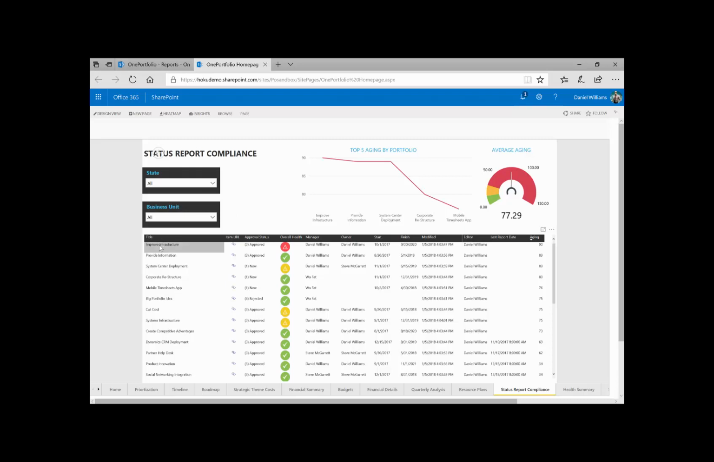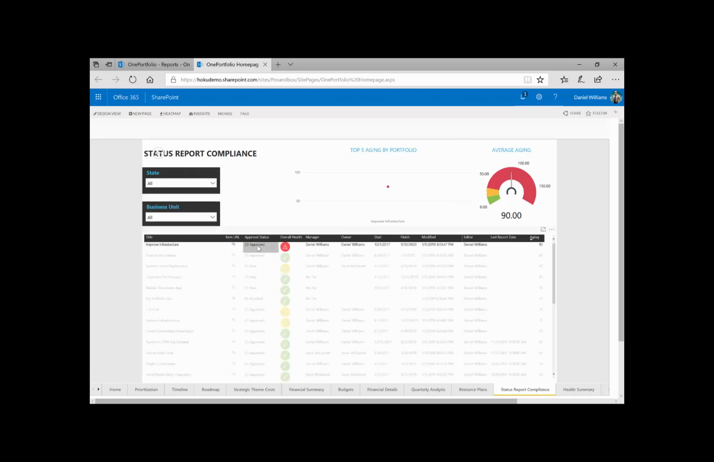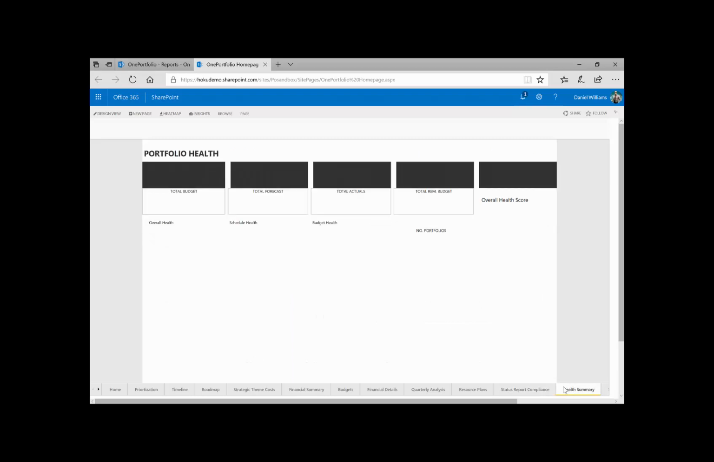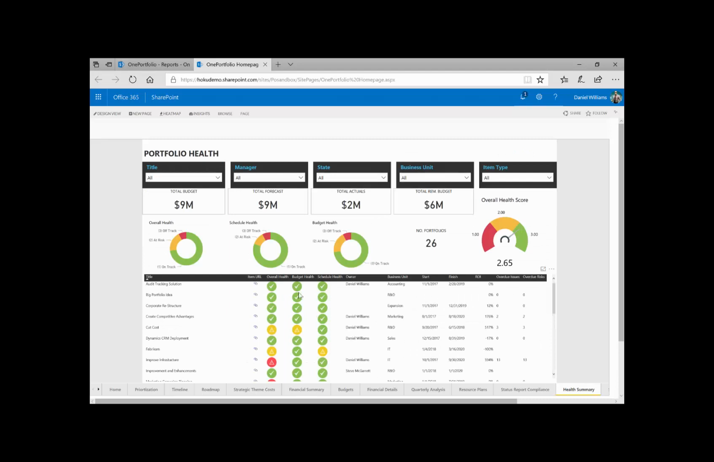I can focus on any one particular project or initiative and say, this one has been 90 days old before I got a status update. One way it keeps the visualization on the fact that I'm looking at data, but is the data I'm looking at current? And then there's a whole concept of a health summary, traditional portfolio management, where we've got KPIs, red, yellow, and greens on different portfolio items. And I can slice these through the different filters like managers and states, different business units or item types.